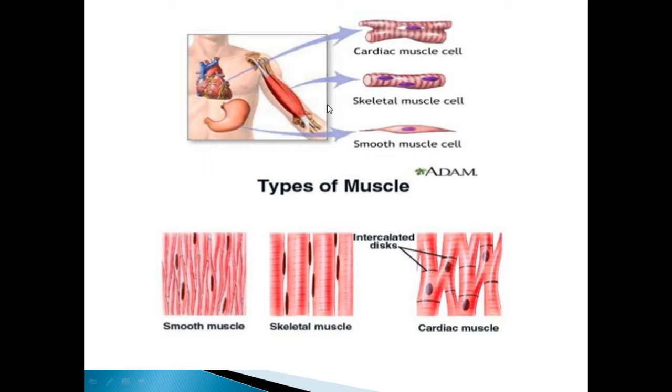So this is the location of cardiac, skeletal and smooth muscle. Cardiac muscle is present in the heart. Skeletal muscle is in the hand, and in the stomach the smooth muscle cells. So in the stomach the movements are involuntary, in the hand voluntary, and in the heart involuntary. So these are the cells of muscles.